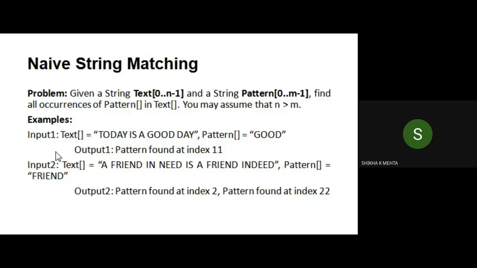So the text is "today is a good day" and the pattern is "good". So the output is the position of "good". You just count the characters and see where it starts. So we have "good" at index 11.